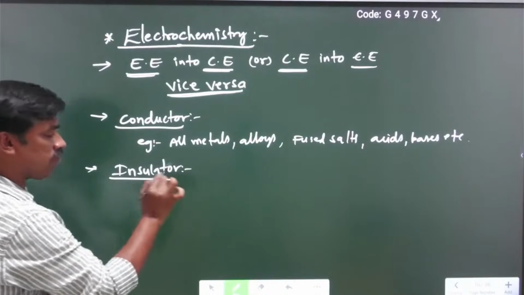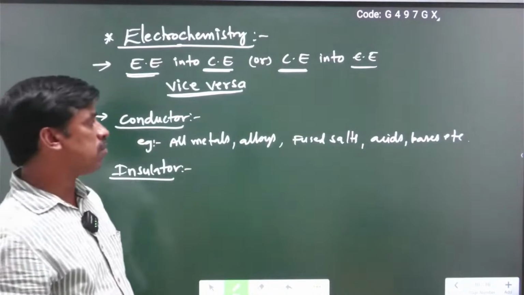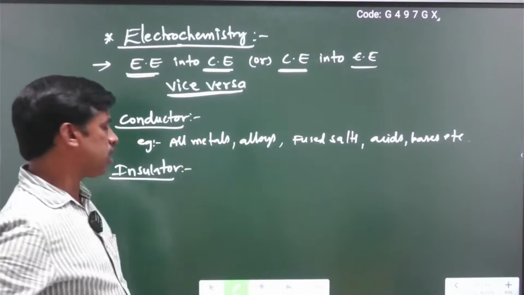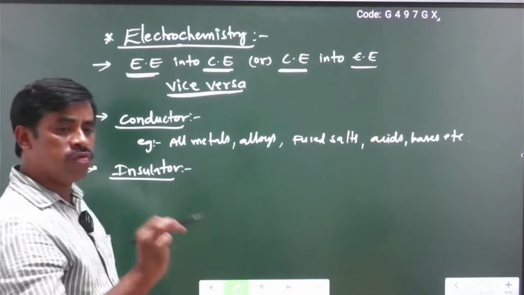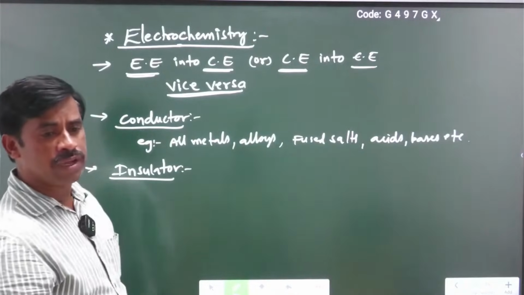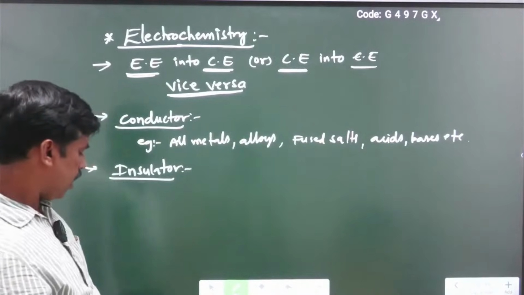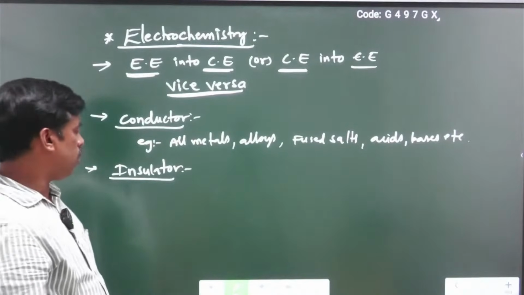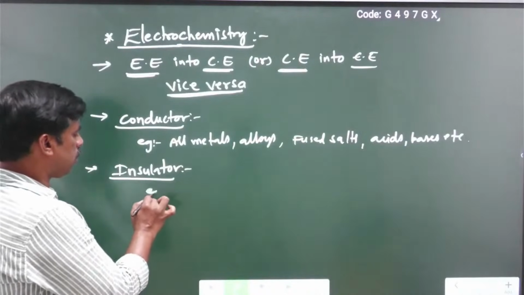Insulator. A substance which does not allow the passage of an electric current is called what? Insulator. What are examples?